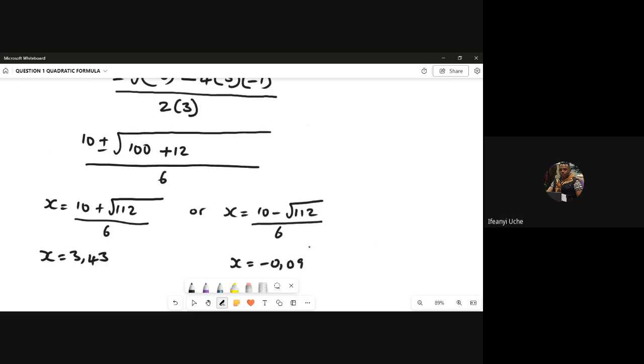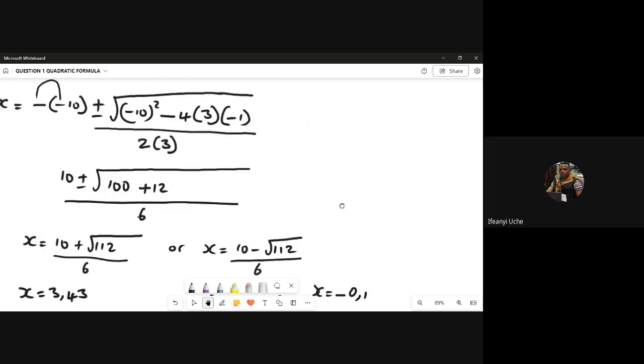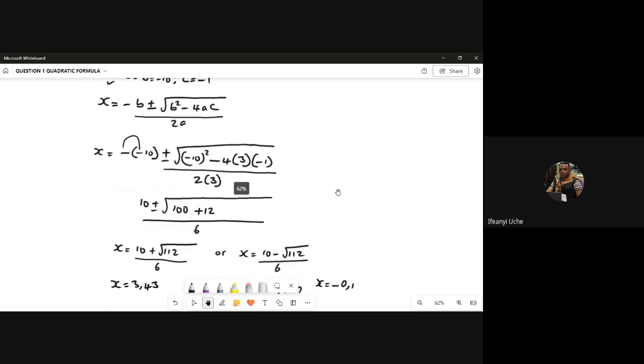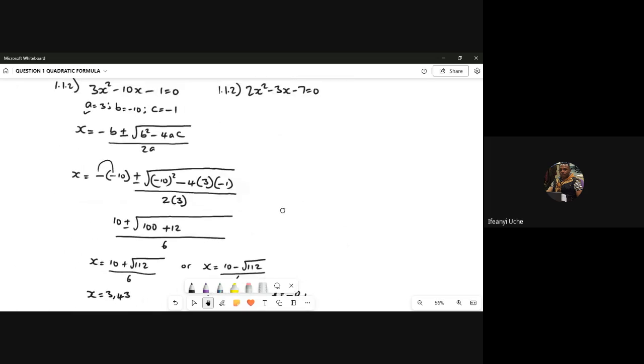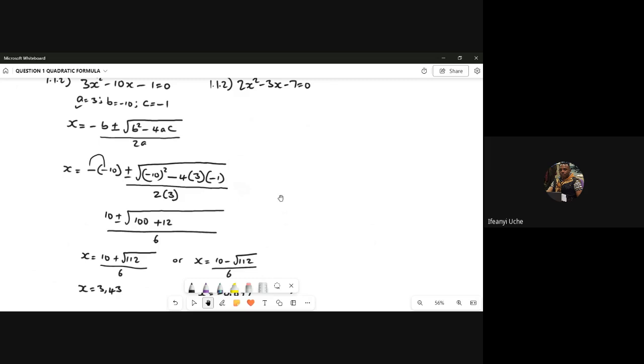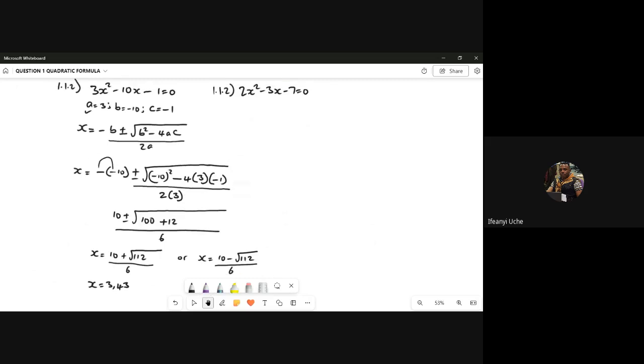Or let me say, we have -0,097, which if I round up is going to give me x equals -0,1 in that case. So this is the first question we're doing. As you can see here, I took time to break them down in stages to enable us to understand the procedures. So that's just the first one. Be careful with your signs.